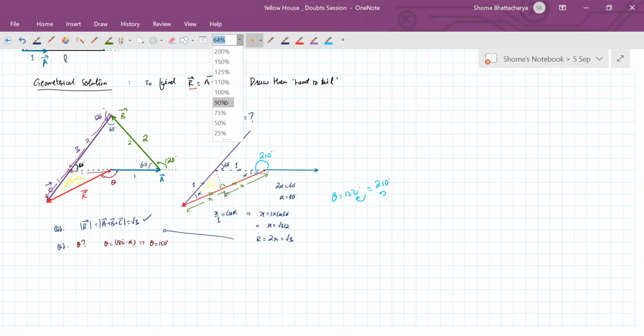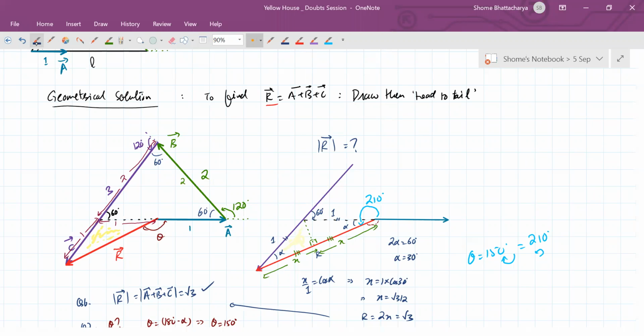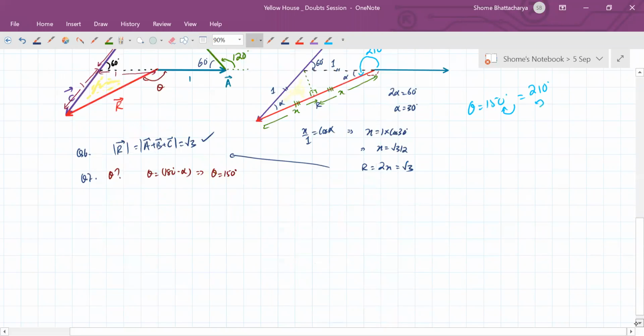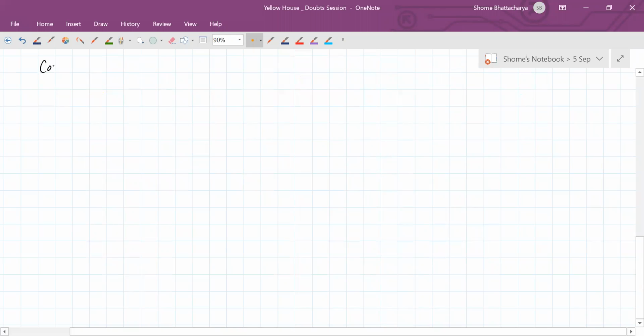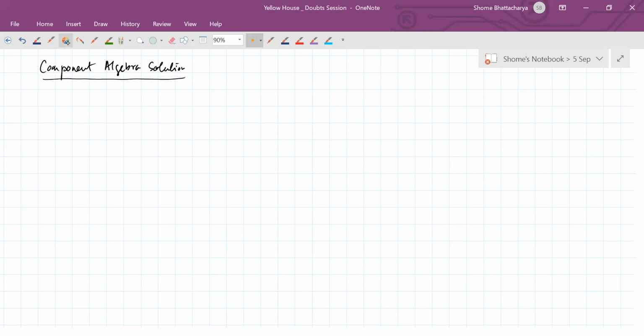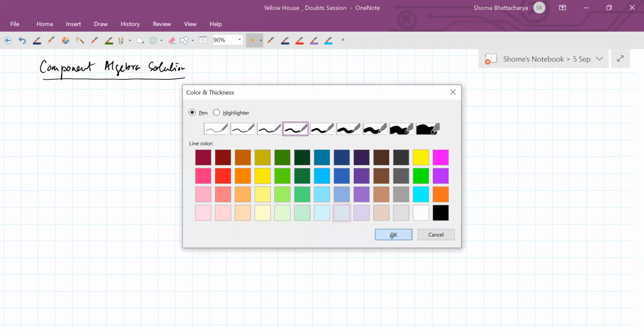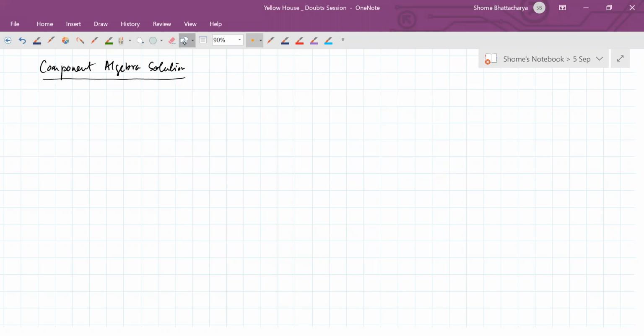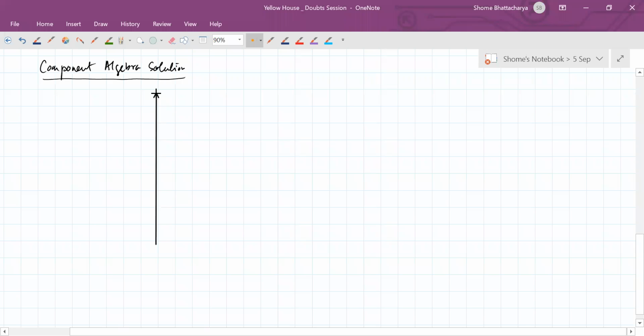Okay, now let's understand how we'll make the component algebra solution of this. So in the component algebra solution, what you do is you pick up the three vectors A, B, and C from the original diagram, and instead of drawing them head to tail, to form the summation thing, you draw them from a common origin so that we can write them in component form.